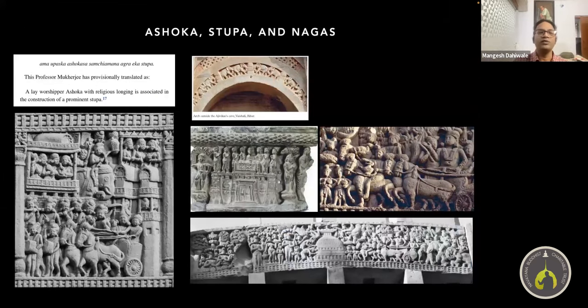I just wanted to bring out some of the points that I have already been articulating. One of the important inscriptions about Ashoka that was found was: Ama Upasaka Ashokasya Sanchiya Mana Agra Eka Stupa. A lay worshipper Ashoka, with religious longing, is associated with the construction of a prominent stupa. All the Mahastupas of the time were built by Ashoka. We will see how the stupa was also politically inspired, in terms of how, when the Ashokan Empire spread, new stupas were built to commemorate the Dhamma Rajya with Ashoka's empire.